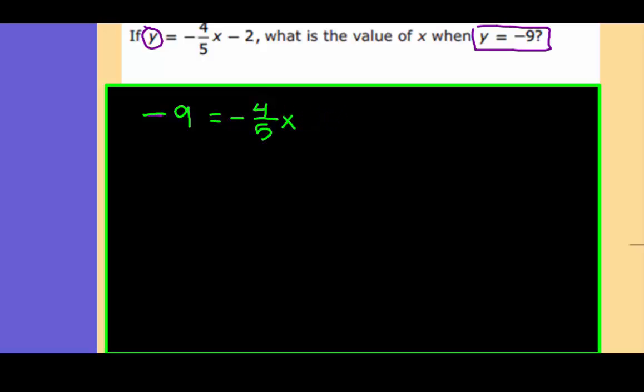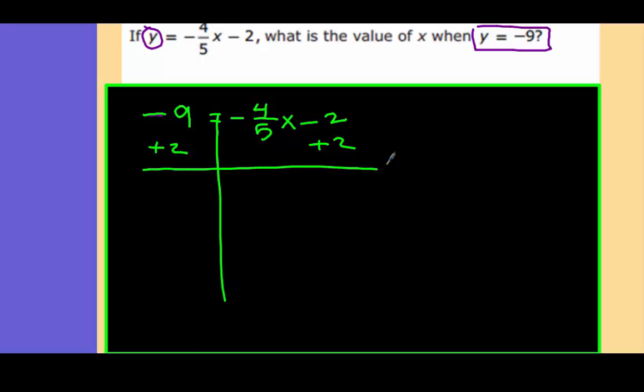Alright, so I'm going to solve for this. I want you to get used to this. We have three things: a 9 with no x, a value with an x, and a value without x. The 2 has no x, so plus 2, plus 2. Negative 9 plus 2 is negative 7.